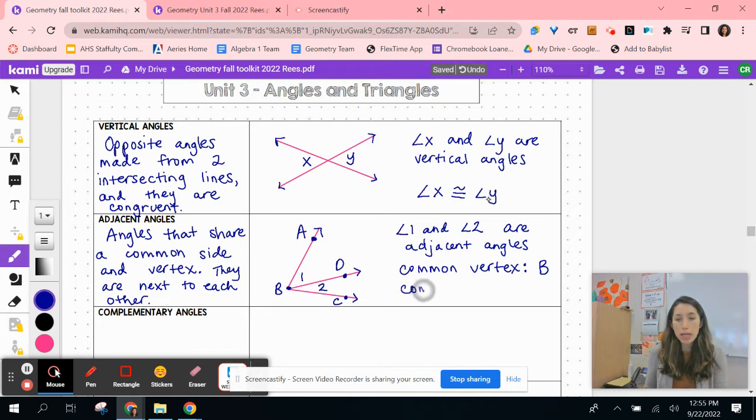Now let's look at the common side. This would be the side that both of the angles share here. And when we're naming a side of an angle, we name it as a ray. That's what this side is. And we start with the endpoint B, and it goes in the direction of D. Now, what I put above that is a line with just one arrow over it. Okay, so those are a pair of adjacent angles.